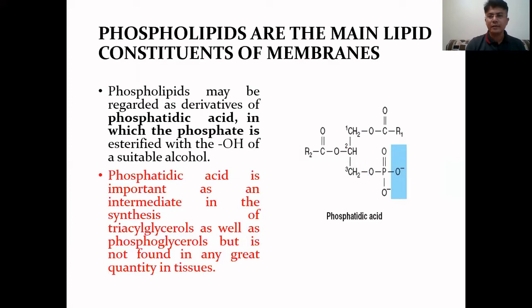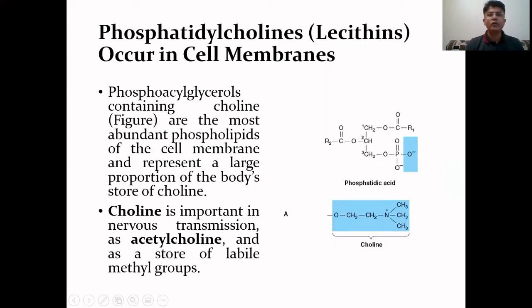Other groups are generally found attached to this phosphatidic acid. So phosphatidylcholine is the lipid in which the phosphatidic acid is connected to the choline. So this is the choline, which has the three methyl groups. Three methyl groups are present. So it is a labile carrier of the methyl group.